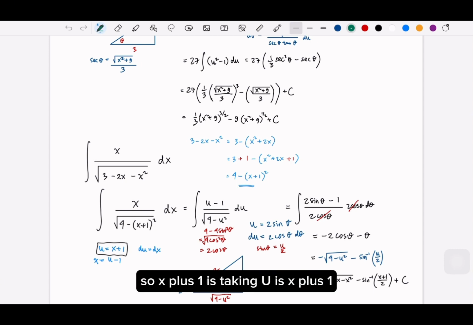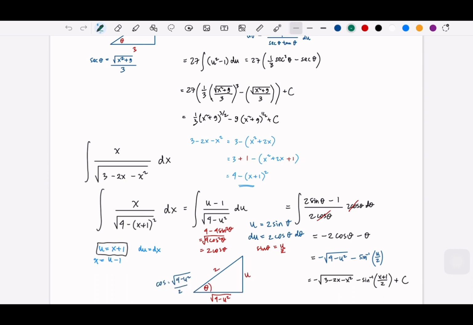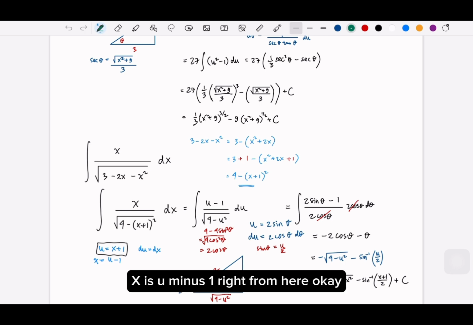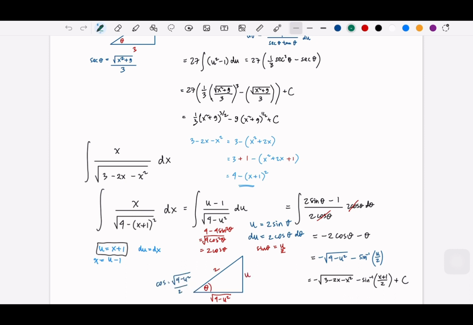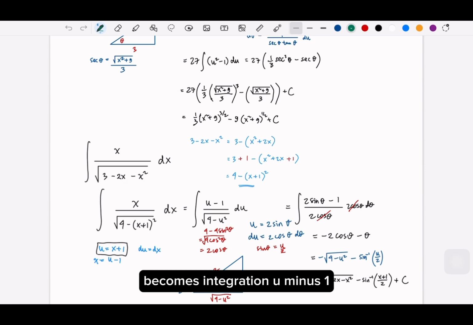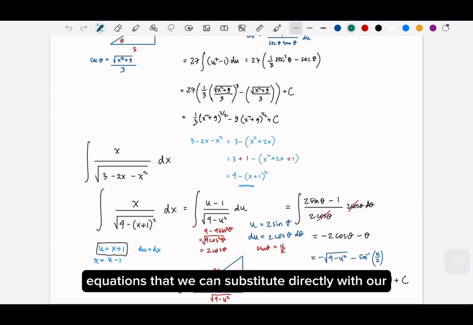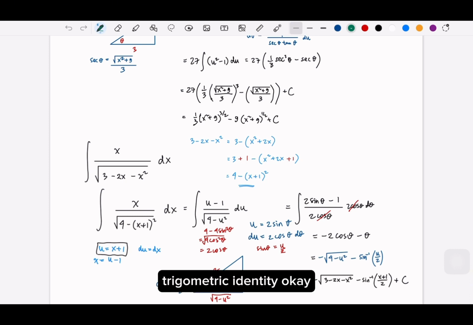So u is x plus 1. du is dx. But how about x? x is u minus 1, right, from here. We can take in that substitution. So we can substitute everything. And it becomes the integral of u minus 1 times the square root of 4 minus u squared du. And now we have a clear equation that we can substitute directly with our trigonometric identity.